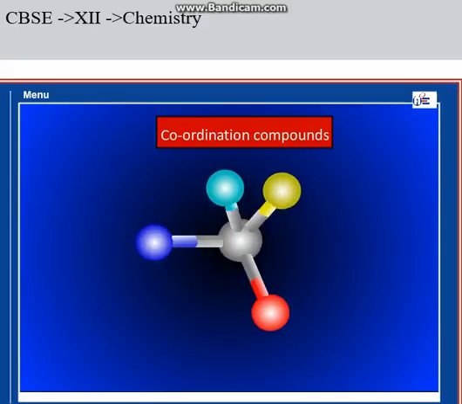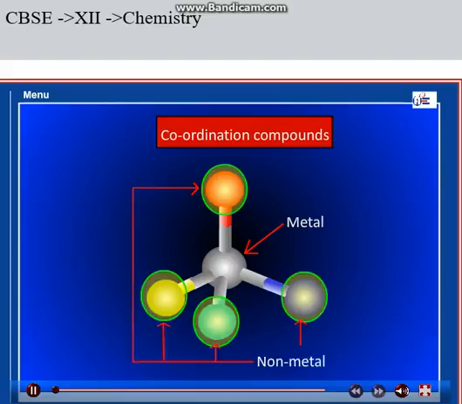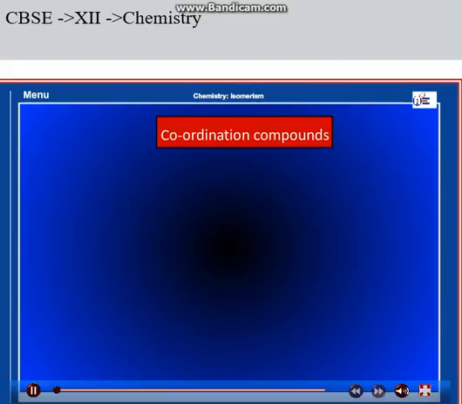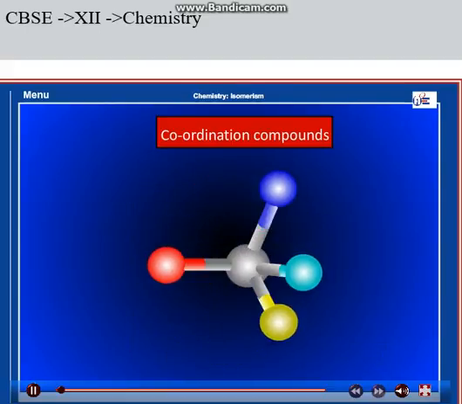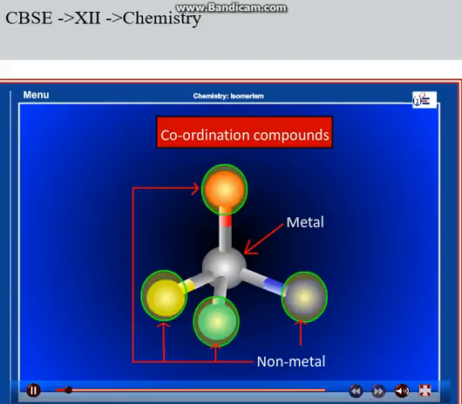Coordination compounds are the class of substances whose chemical structure has a central metal atom surrounded by non-metal atoms or groups of atoms known as ligands.